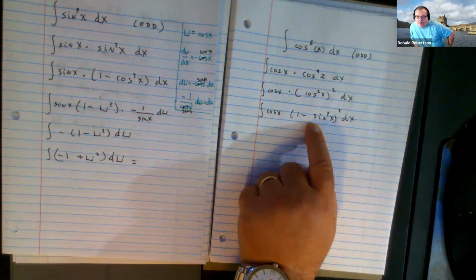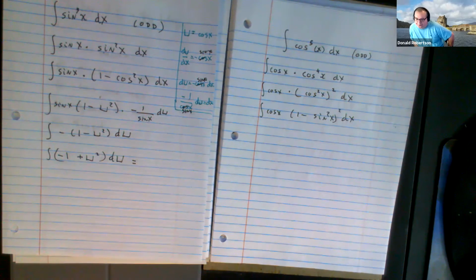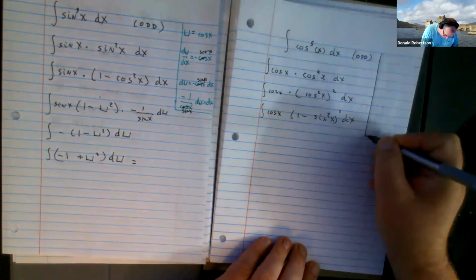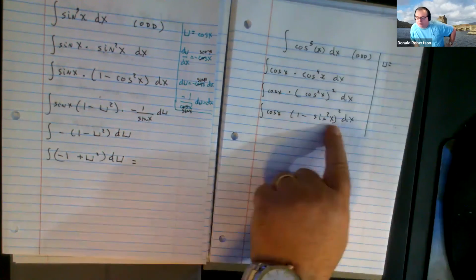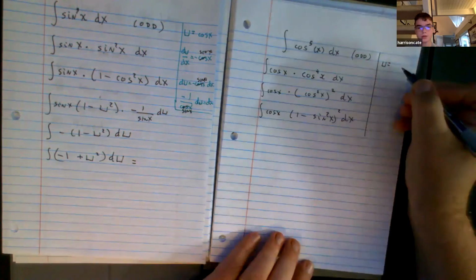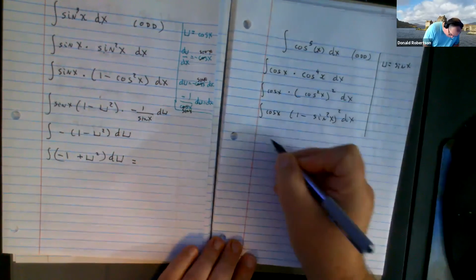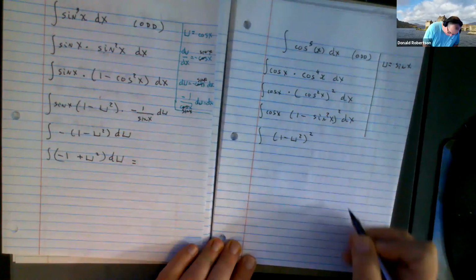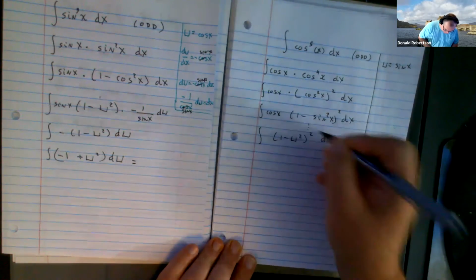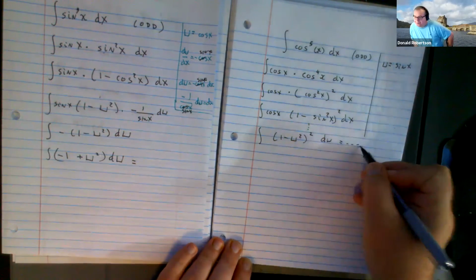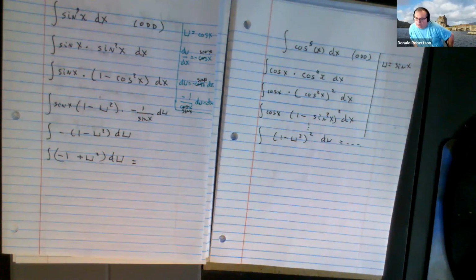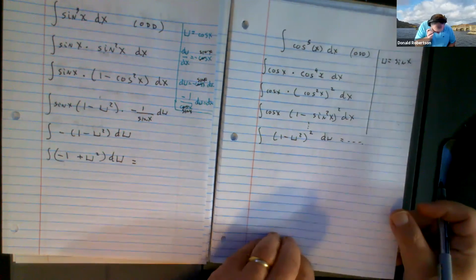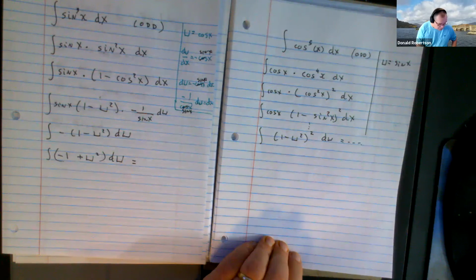What u sub will we use now? What would be the correct u sub to use in this integral? Sine of x. And after a whole load of work, which I'm not going to do, you will end up with 1 minus u squared, squared. You'll add the dots in there, and then you can finish it. Are we good?